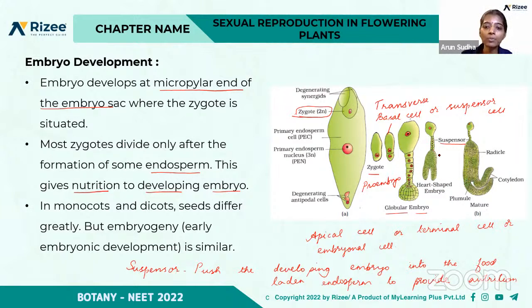And then this suspensor cell divides, that is, it undergoes mitotic division to form 6 to 10 cells. It forms a filament-like structure, and the main role of this suspensor is to push the developing embryo into the food-laden endosperm to provide nutrition. Okay.